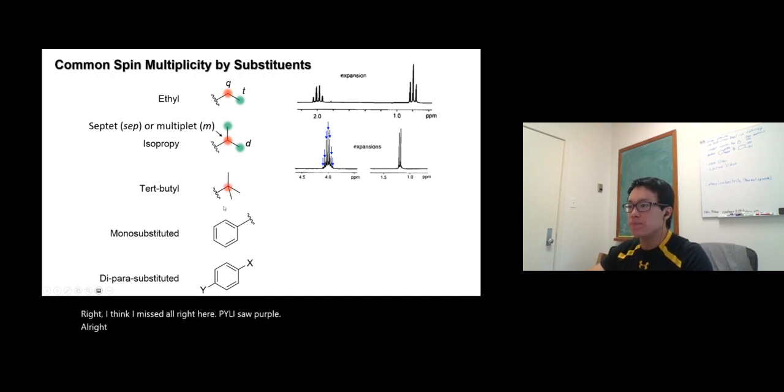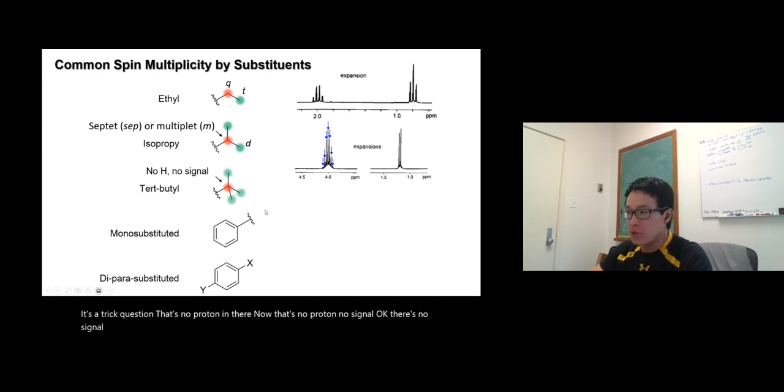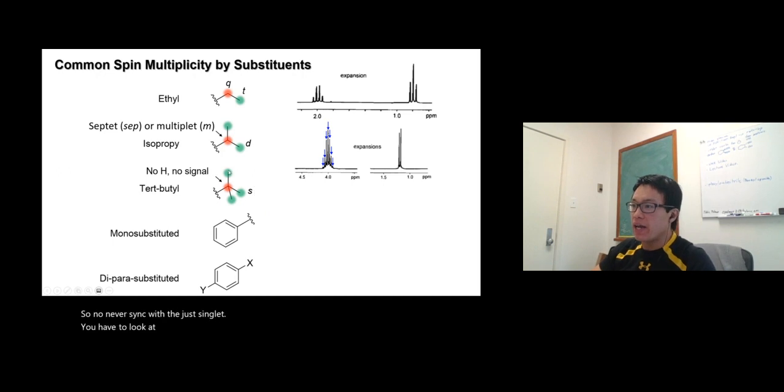We have tert-butyl. What is the spin multiplicity of the proton in the middle? It's a trick question. There's no proton in there, so no signal. The green protons outside, do they have neighbors? No proton here, so no neighbor. They're just a singlet. You have to look at the integration, 9 hydrogens.